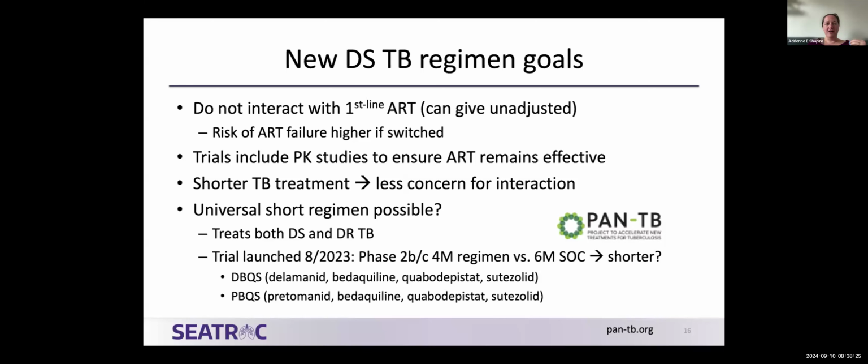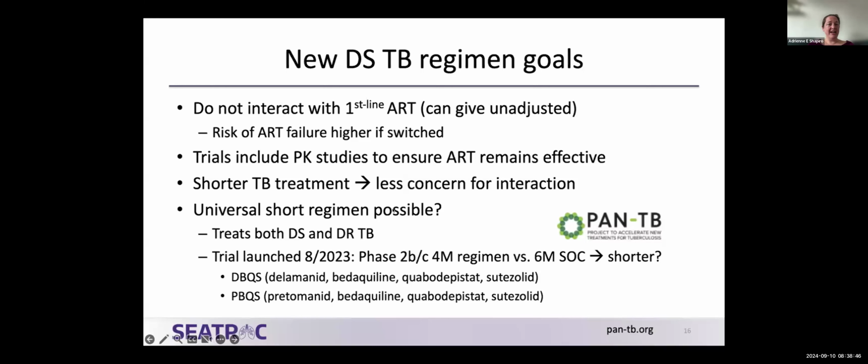But the goalposts that we're aiming for is a regimen that does not interact with first-line ART, that the trials include PK studies to ensure that ART remains effective. The goal would be to have a shorter TB treatment regimen, which would also have less opportunity for drug interaction.